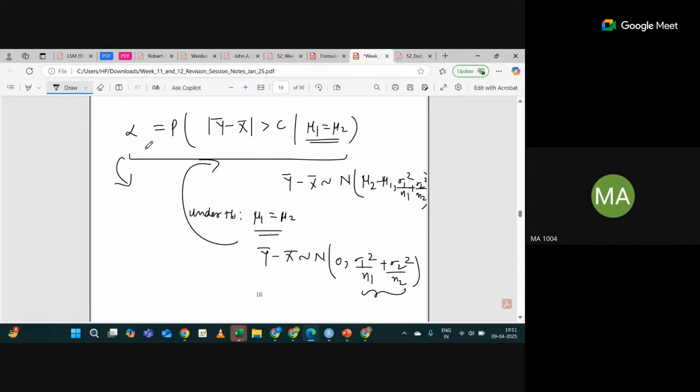We have to convert to standard normal, right? Because this is a Z test. To convert to standard normal, we have to subtract the mean, so you will subtract 0. So it will be C minus 0 and divide by the square root of this quantity, right? Yes, sir. That's all. Okay.